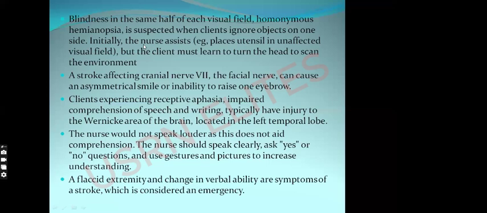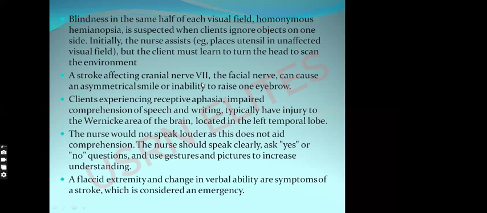And initially, you, the nurse, should assist the patient to help improve upon or help manage this condition. And how do you do it? You advise the patient to learn how to turn the head to scan the environment. It is not the patient's fault the condition is there. So what you can do to help is to assist and advise the client to turn the head to scan the environment.